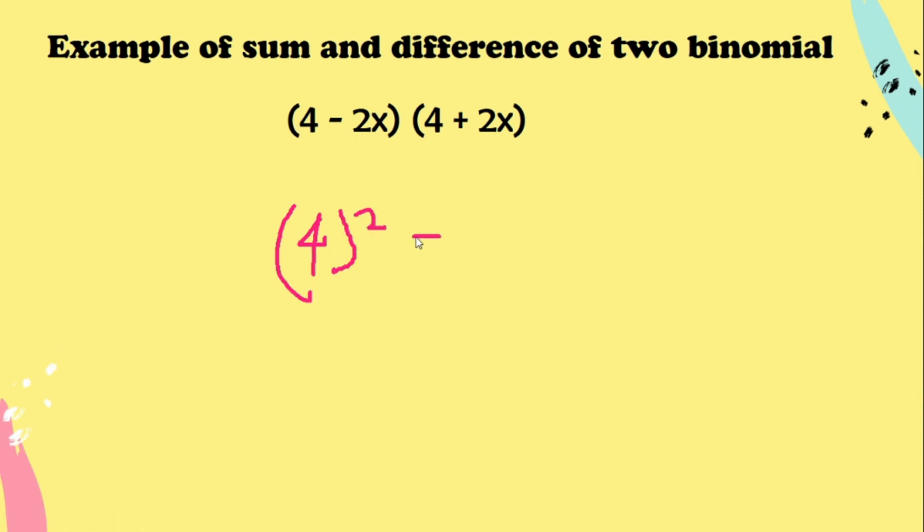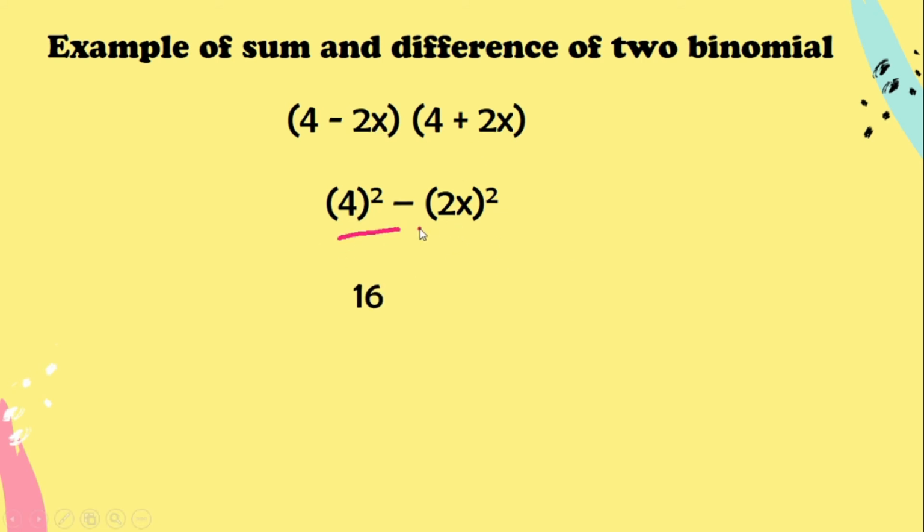At ang pinagkapareho nila dito ay 2x. Square lang din natin siya. Okay, so we have this. First is 4, square lang natin. Tapos, lagi siyang minus. Yung pareho sa kanila ay 2x, square lang din natin. So, 4 square, that is 16.